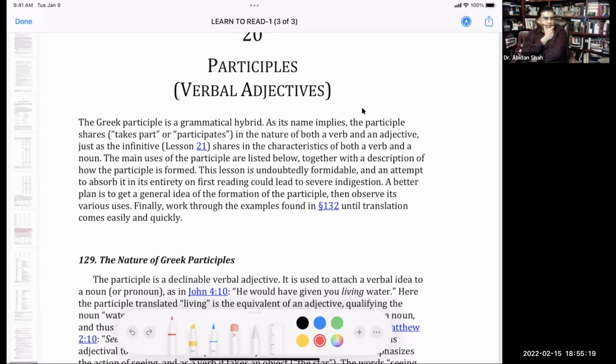The main uses of the participle are listed below, together with a description of how the participle is formed. The lesson is undoubtedly formidable, and an attempt to absorb it in its entirety on first reading could lead to severe indigestion. That is true. It is tough.